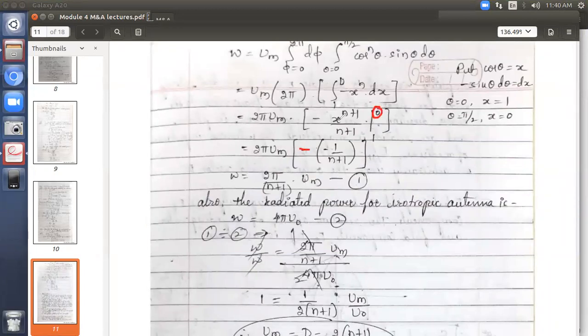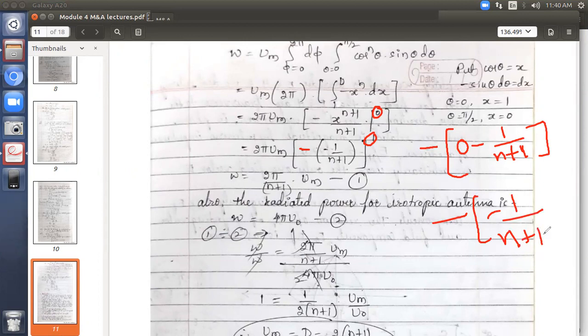Now check it, this negative as it is. If I apply 0, what will happen? Minus of 0 by something is 0 only. Apply 1, because 1 raised to anything is 1, plus 1. So 0 will go, it is something like minus of minus, n plus 1. So minus into minus is plus. So it will become plus 2 pi U_m by n plus 1. This is equation 1. What is equation 2?